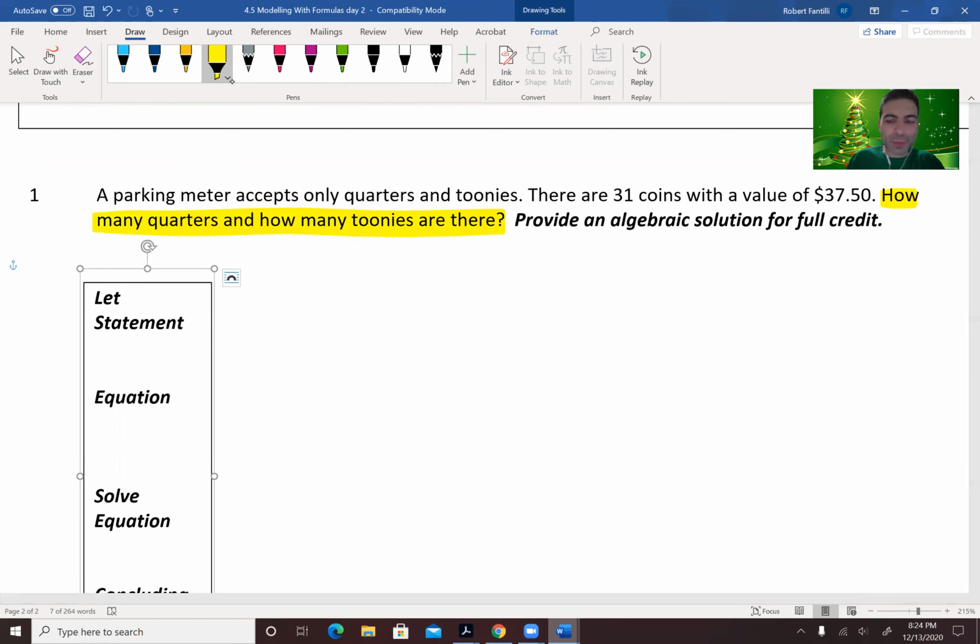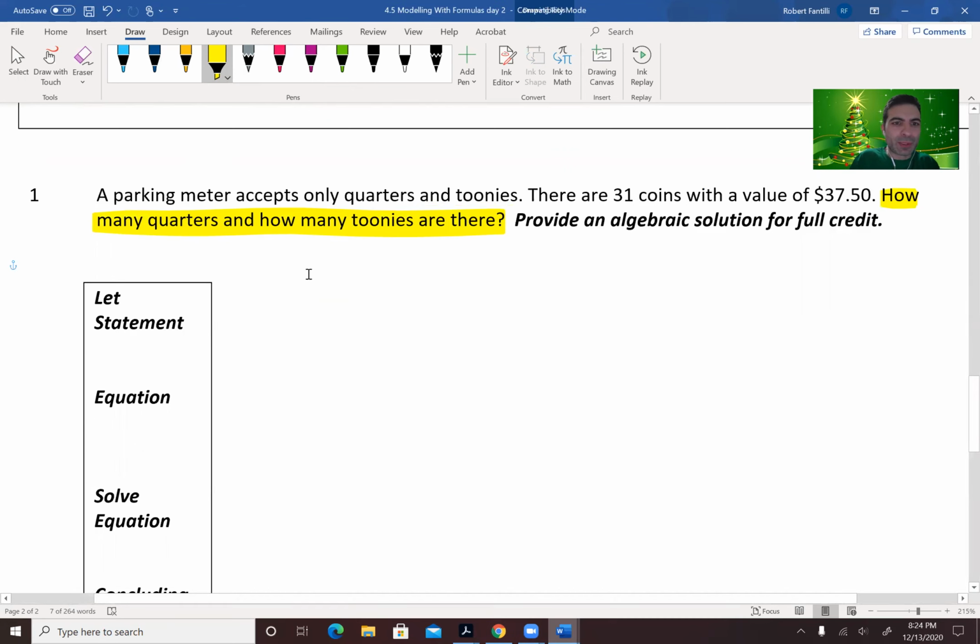All right, so we are going to try and get our let statements down. If I can find my cursor. Found it. There we go. A parking meter accepts only toonies and quarters. Okay, so there's 31 coins in this parking meter, and the parking meter only takes toonies and quarters.